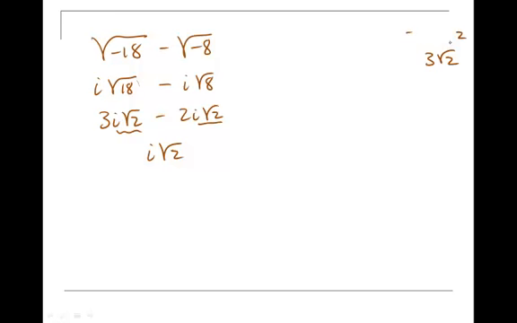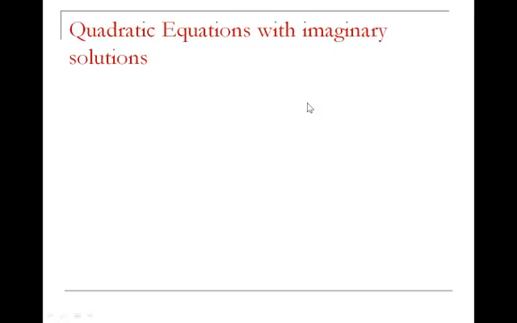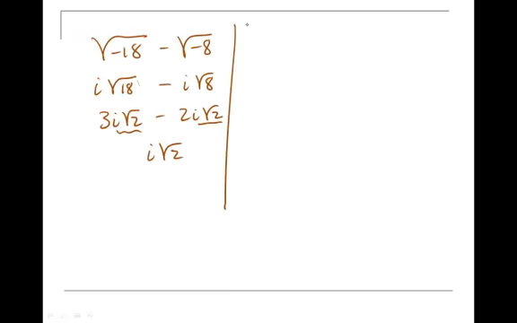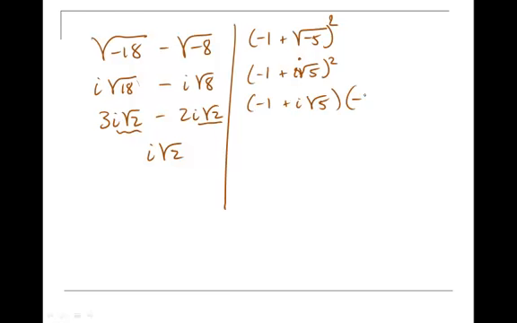Let's look at another example of an operation on a negative radical. Let's say I'm starting with negative 1 plus the square root of negative 5, squared. Before I distribute that squared, before I FOIL this out, I want to change this value. So I'm going to say negative 1 plus i root 5. Then I can do my FOIL. Negative 1 plus i root 5 times negative 1 plus i root 5.